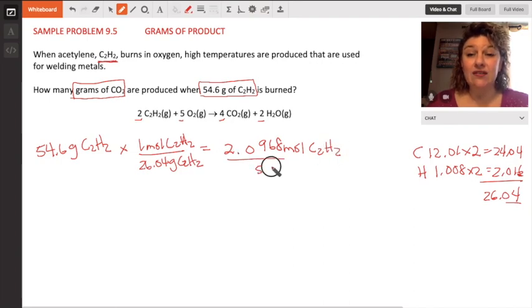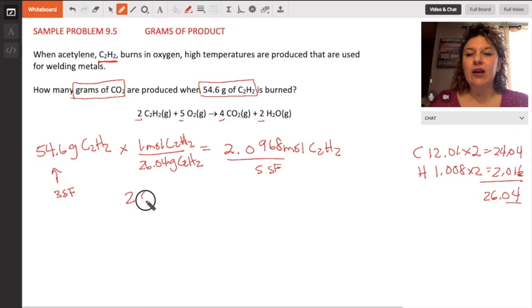Now, wow, I kept a lot of sig figs. That's 5 sig figs. Remember, I told you, when you're doing this, you want to keep more sig figs than you need to end up with. We only have 3 sig figs here, so throughout the problem, because we're not ending yet, we want to keep at least 4, maybe even 5 sig figs as we go. So 2.0968 moles of C2H2.